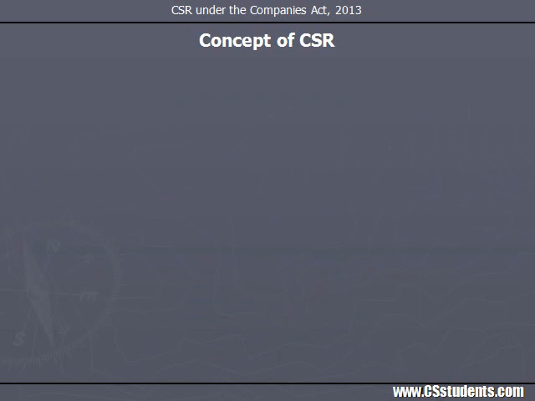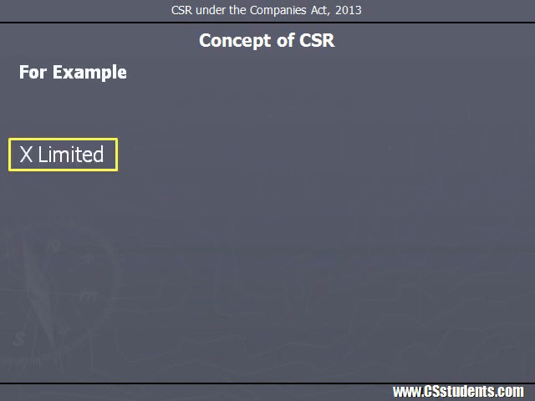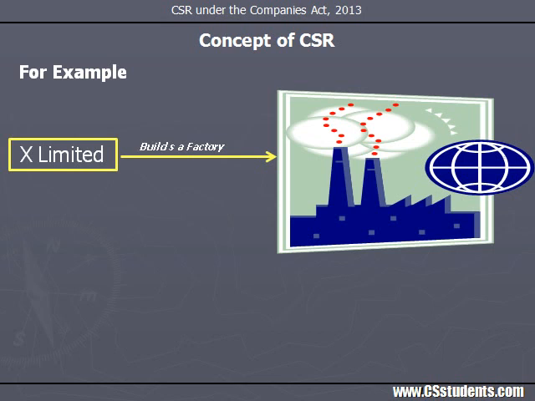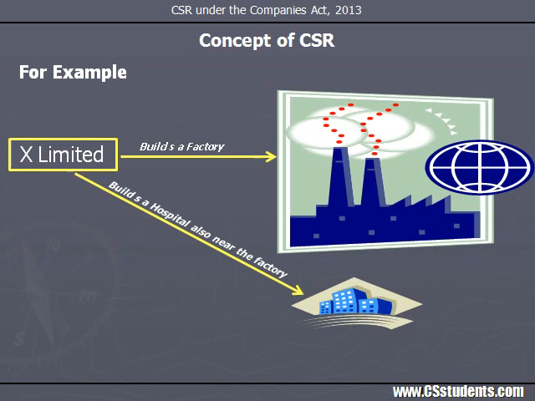Let's take an example. X Limited is planning to establish a new plant in a backward region. There are no healthcare facilities in that area. X Limited, together with the plant construction, also constructs a hospital for locals. Such a hospital can provide healthcare services to the people residing near the plant. X Limited can fund part of the hospital's running expenses, so that people around can get healthcare services at a cheaper price. Similarly, X Limited can establish a school, which can provide education facilities to the children living in the surrounding area where the plant is located.